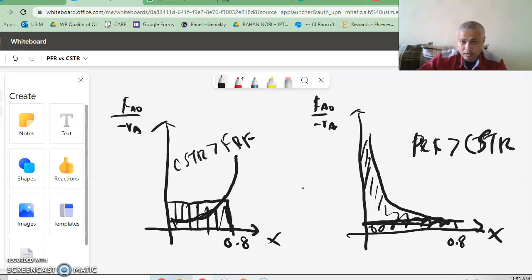So how do you design a reactor? It depends on the curve of the reaction.